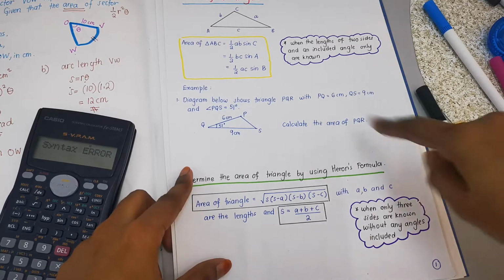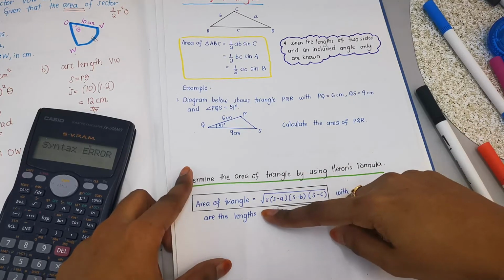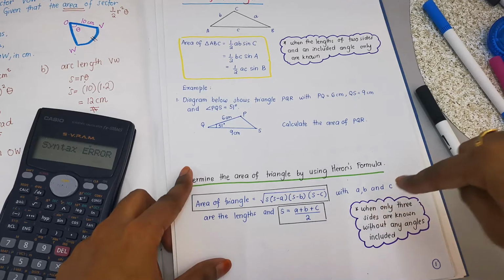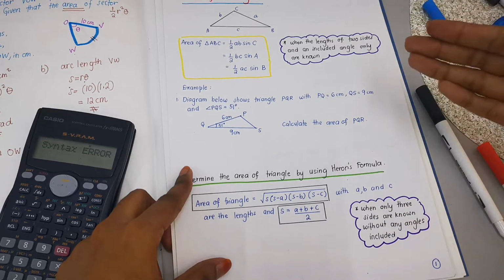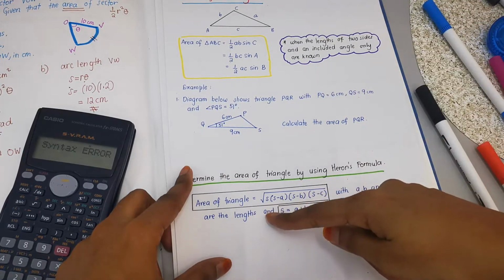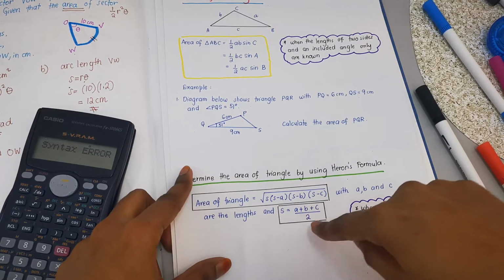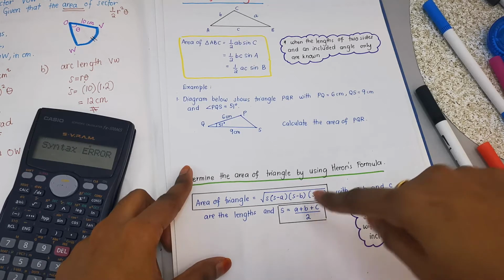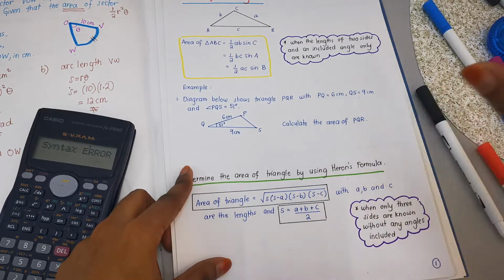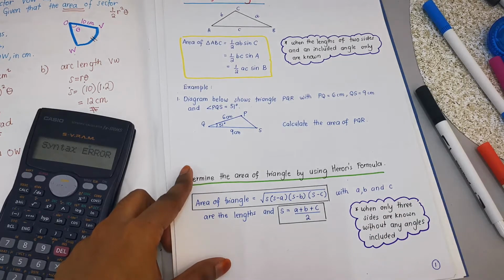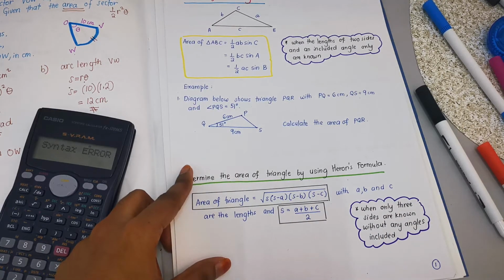So now we are going to apply this. Look here, this is the area formula. Memorize it, Heron's formula, because I think it's not given in your SPM trigo formula list. Let me check. No, it's not. Area of triangle, not there. So this one you have to know.